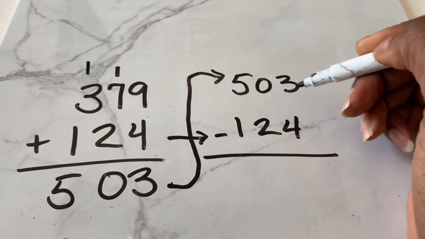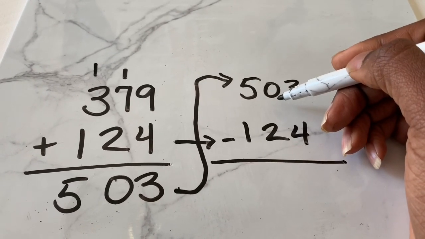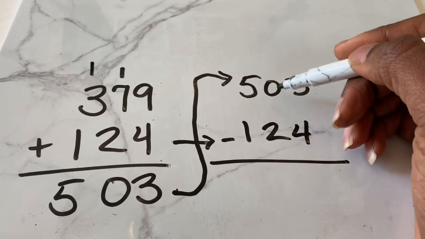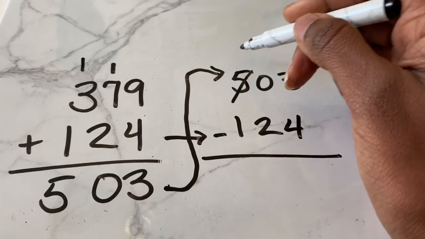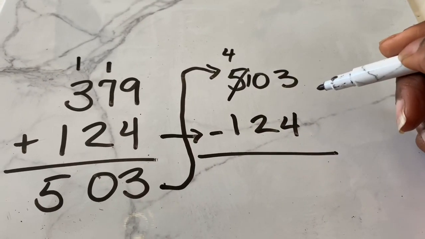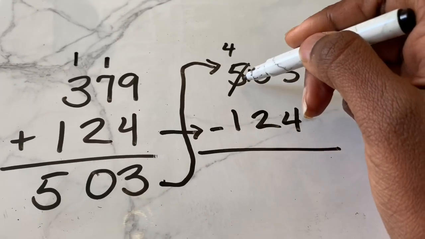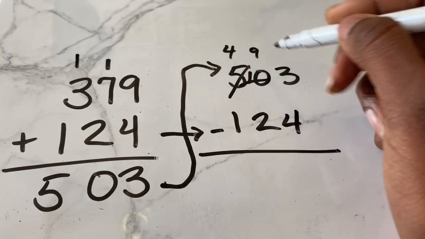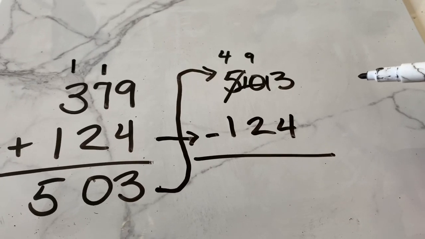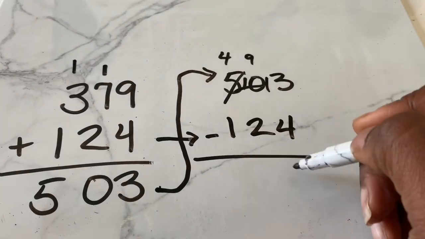Let's see. 3 is too small to take away 4, so 3 needs to borrow from his neighbor. Unfortunately, his neighbor is a 0 and has nothing for him. So the 0 is going to borrow from the 5. 5 becomes 4, and now the 0 is 10. 3 borrows from the 10. 10 becomes 9 and gives 1 to the 3, and now instead of 3, it is 13. 13 take away 4 is 9.